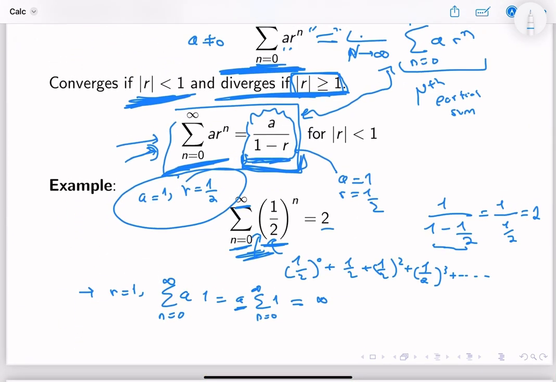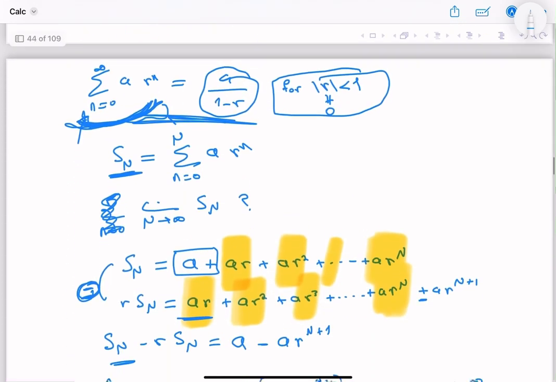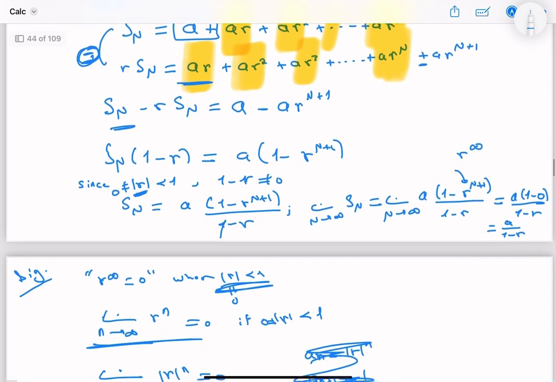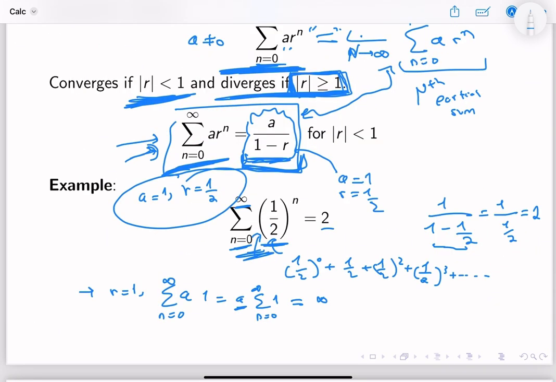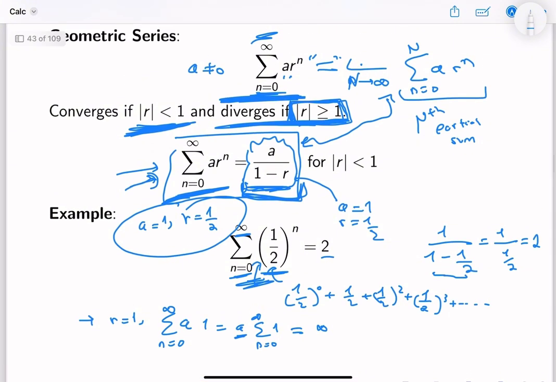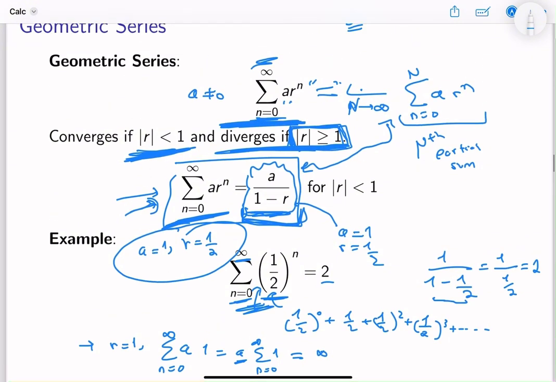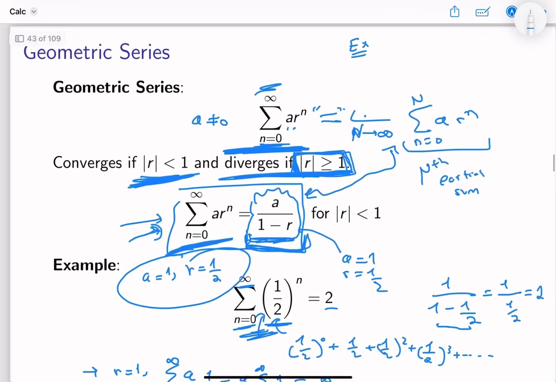And perhaps we can mention that divergence is also evident when r is bigger than or equal to 1, because remember, maybe I should mention this real quick, because it's an important thing to notice here. So maybe it's important to discuss why this series is divergent for r strictly bigger than or equal to 1.